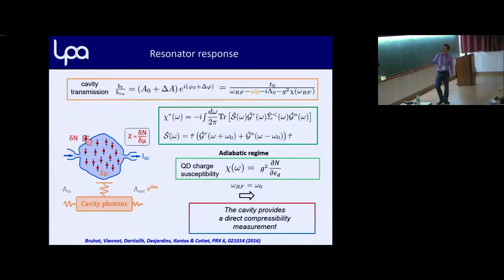And for a linear response argument, you can see that by looking at the transmission of the cavity, essentially the compressibility, which is the zero frequency charge susceptibility, shows up here in the denominator and essentially provides a shift, because it's real here, of the frequency of the microwave cavity. And by looking at how this shifts the frequency of the microwave cavity, which can be directly measured by looking at the phase of the transmitted microwave signal, you have direct access to the compressibility of the system.